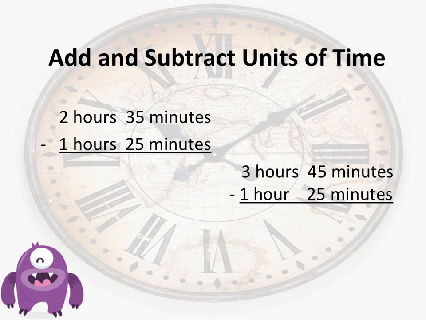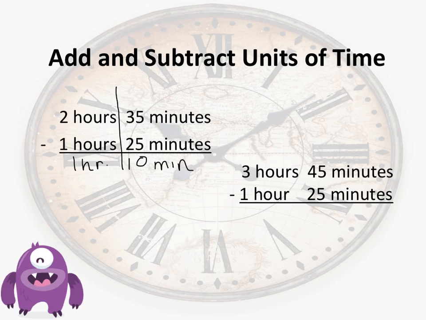What about subtracting units of time? When we don't have to regroup units of time for subtraction, it's not so bad. Again, think about minutes and hours as separate places. 35 minutes minus 25 minutes is 10 minutes. And 2 hours minus 1 hour is 1 hour. So I have 1 hour and 10 minutes.